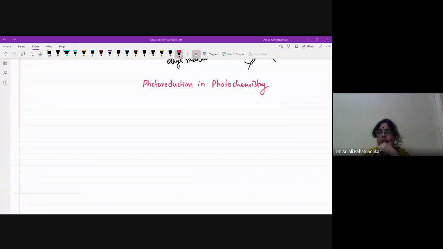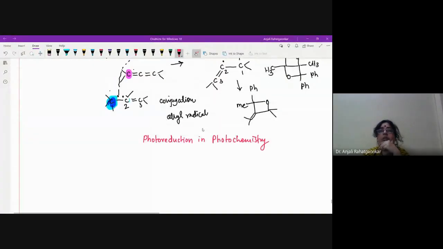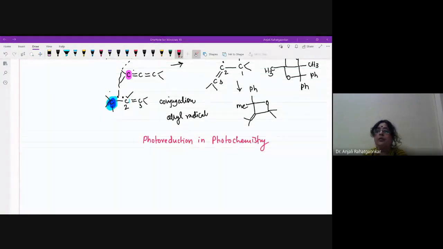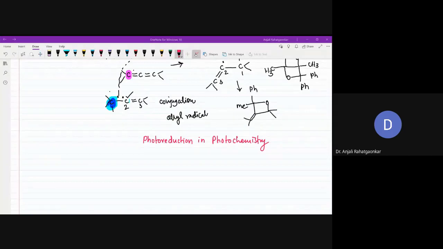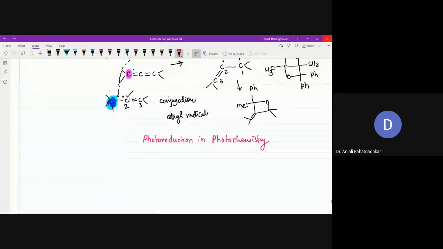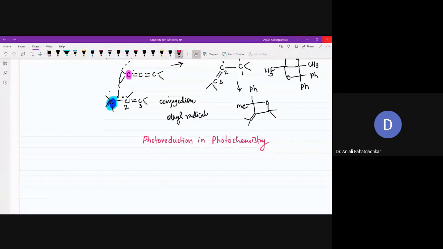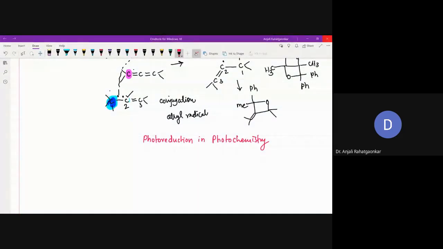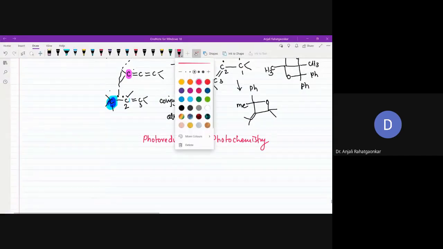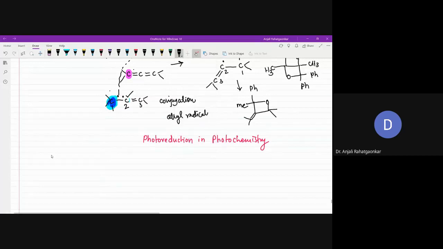So these are the important points regarding the stability of the various radicals and the reactivity of the radicals. Then the next reaction is a photoreduction reaction. Now, this photoreduction reaction means reduction of the carbonyl group. This is the reduction of the carbonyl group by photochemistry.